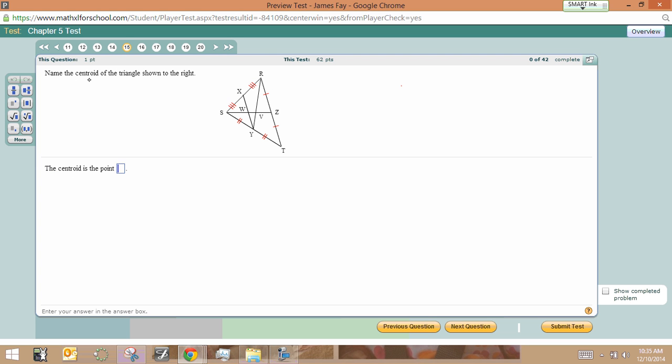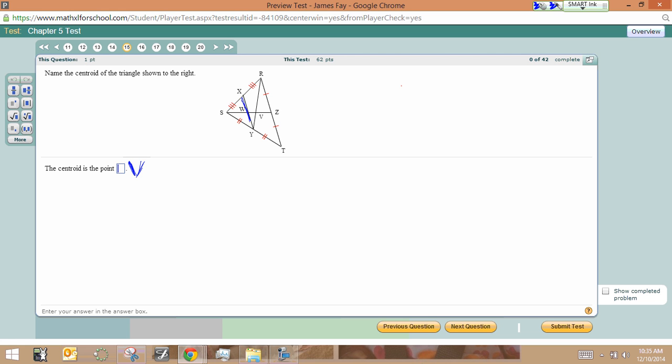Here it says name the centroid. Centroids are found by the intersection of medians. That is a median. You go from a vertex to a midpoint. So V is going to be the point that we're looking for. Some people miss this because they're putting lowercase v. Remember, points are capital letters. MathXL is going to abide by that rule.